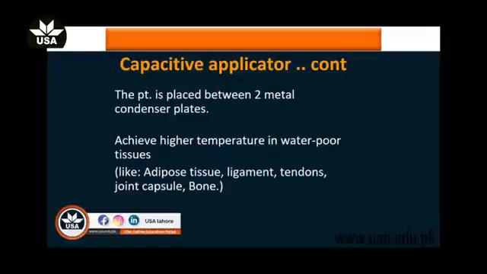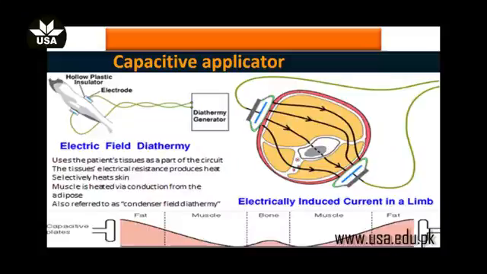So if we summarize this capacitive applicator, the patient is placed between two metal condenser plates that achieve a high temperature in water-poor tissues like adipose tissues, ligaments, tendons, joint capsules and bone. So these are those tissues which are heated more by the use of the capacitive plate applicator method. This is the summarized discussion over the capacitive applicator.